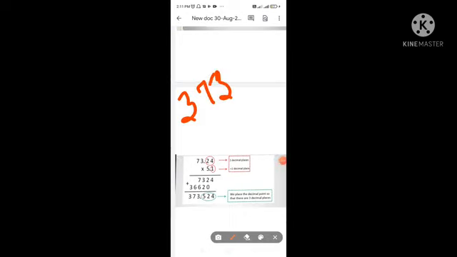You see how many digits you have after the decimals? Here 2 digits, here 1 digit. So totally how many? 3 digits, you know. So after those 3 digits you place the decimal. So how can you read it now? 373.524. This is our answer, children.